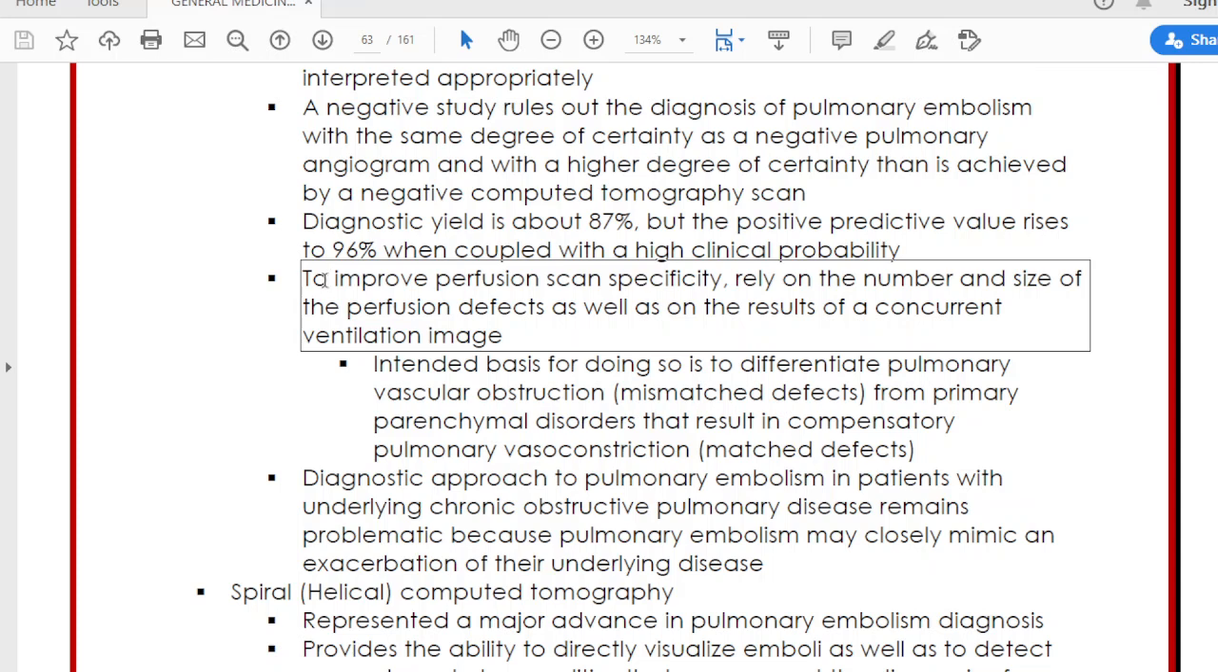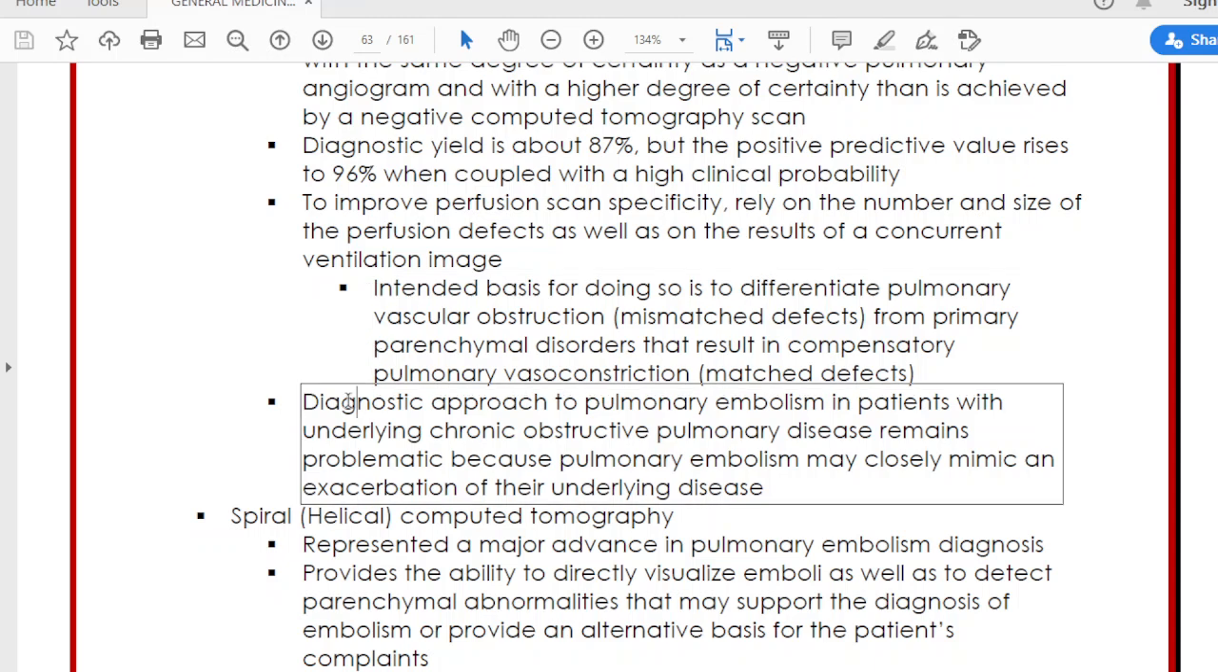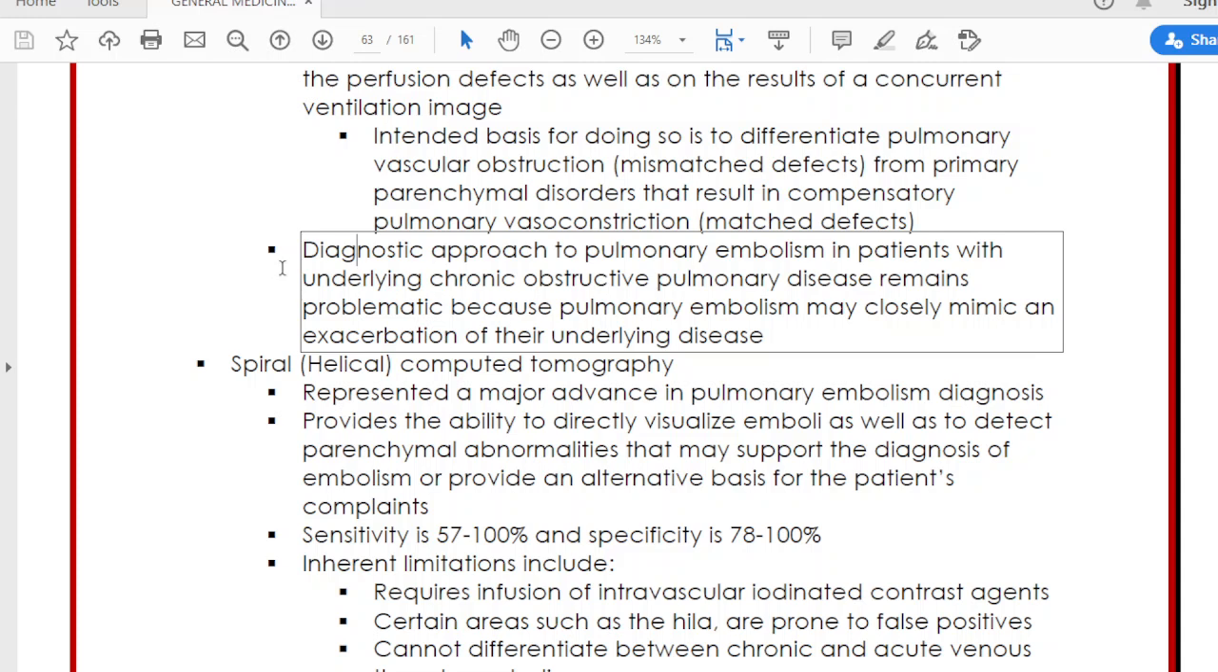To improve perfusion scan specificity, rely on the number and size of the perfusion defects as well as on the results of a concurrent ventilation image. The intended basis for doing so is to differentiate pulmonary vascular obstruction, mismatched defects, from primary parenchymal disorders that result in compensatory pulmonary vasoconstriction, matched defects. Diagnostic approach to pulmonary embolism in patients with underlying chronic obstructive pulmonary disease remains problematic because pulmonary embolism may closely mimic an exacerbation of their underlying disease.